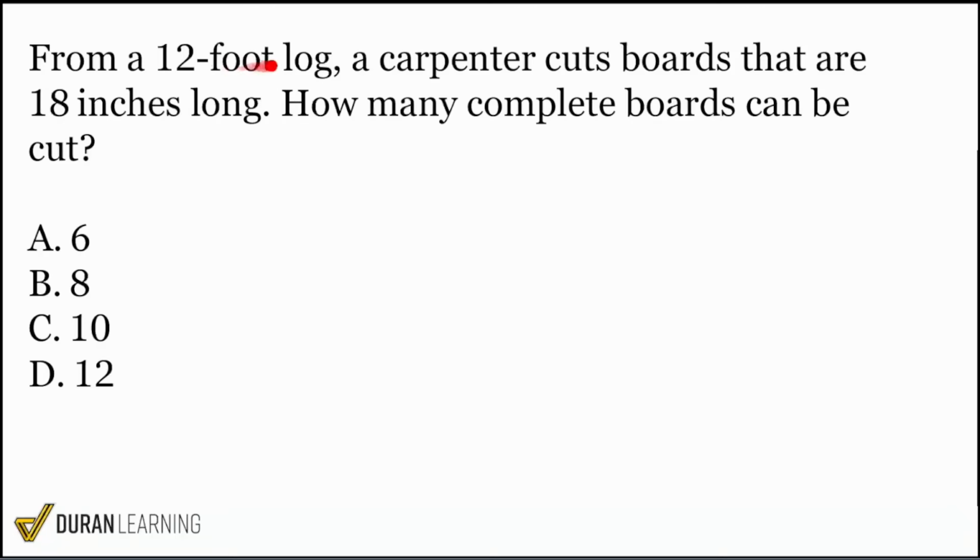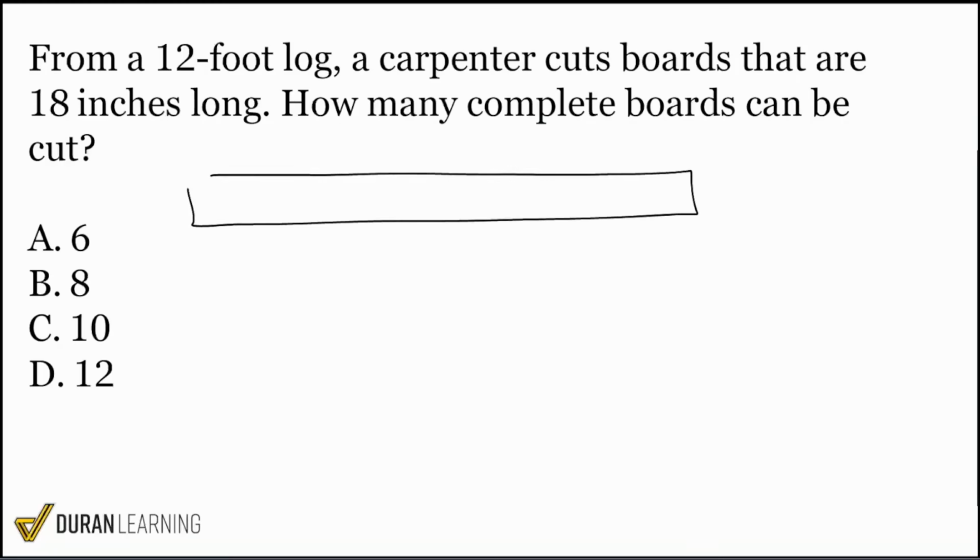So from a 12-foot long log, a carpenter cuts boards that are 18 inches long. How many cuts can we make? Everybody, what operation does that make you think of? If I want to cut this 12-foot log and I want to make cuts that are 18 inches apiece and see how many cuts I can make, that's division. Absolutely, 100%, that is division. So overall, what we're doing here is dividing 12 feet by 18 inches.